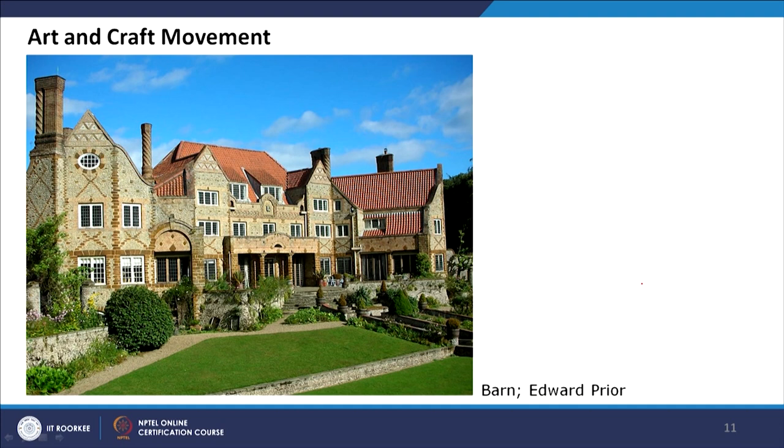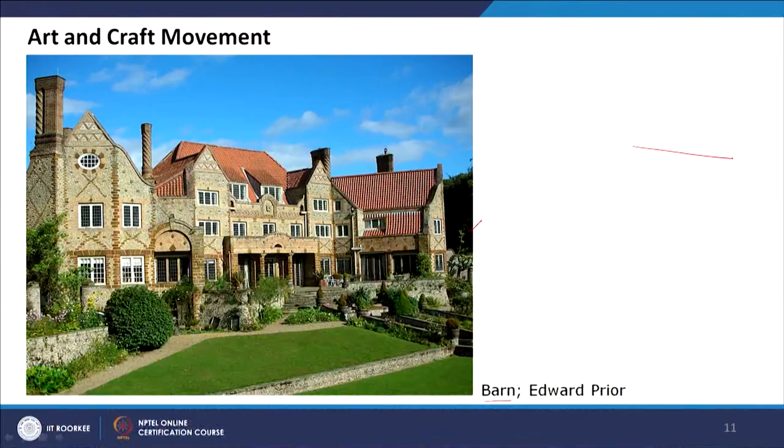If we look at the architectural style, this was a building in England designed by Edward Prior. This is a barn, and most of the architectural examples which we get from the Arts and Crafts movement look like a barn. Why? Because if we see the next architectural movements in modernism, earlier we were discussing in late modernism, buildings were like boxes.